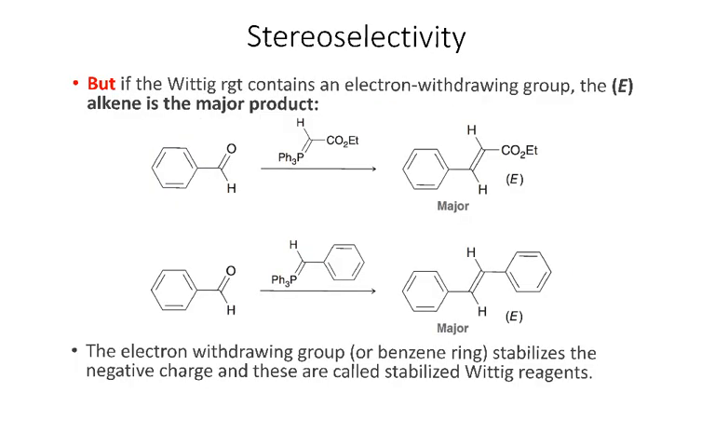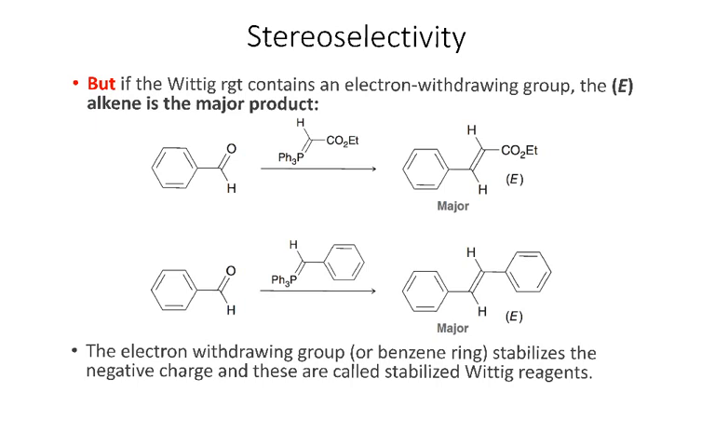Now, depending on the nature of the Wittig reagent, we can actually change the stereoselectivity. On the last slide, we saw that in the Wittig reagent, if we just have alkyl groups coming off of the carbon that we're adding, we're going to get the Z-alkene as a major product. If instead we have electron withdrawing groups on the carbon that's going to be installed, then we'll actually get the E-alkene as the major product.